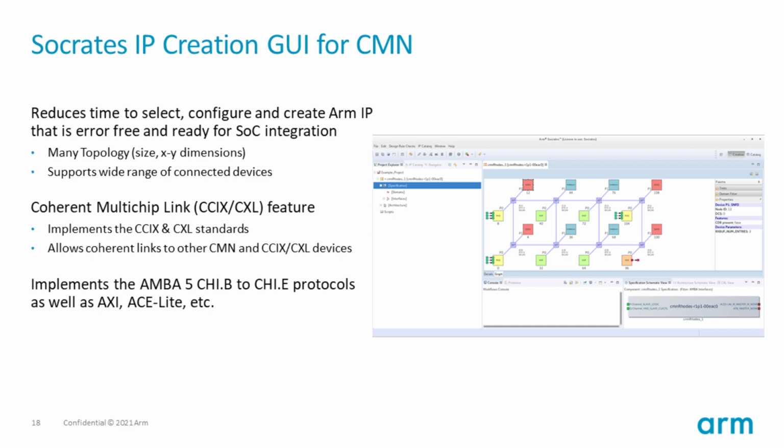Now, in this slide, I'm going back to where Eric left off, where there's Socrates from Arm, which is used to architect and generate the RTL, which could have multiple interfaces of AMBA 5, CHI-B to CHI-E protocols, as well as AXI, ACE-Lite, and other interfaces, along with CXL and C6 interfaces. So the architects or the designers can use Socrates to generate the RTL.